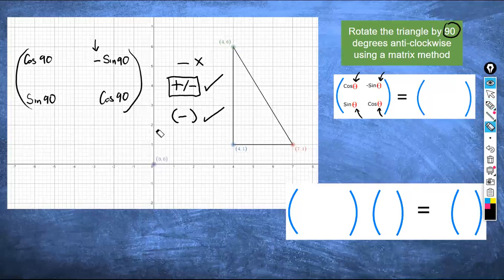When you simply press the cosine button and type in 90 right after, cosine 90 is 0. Minus sine 90 will give you minus 1. Sine 90 will give you positive 1. And cosine 90 will give you 0. Right?